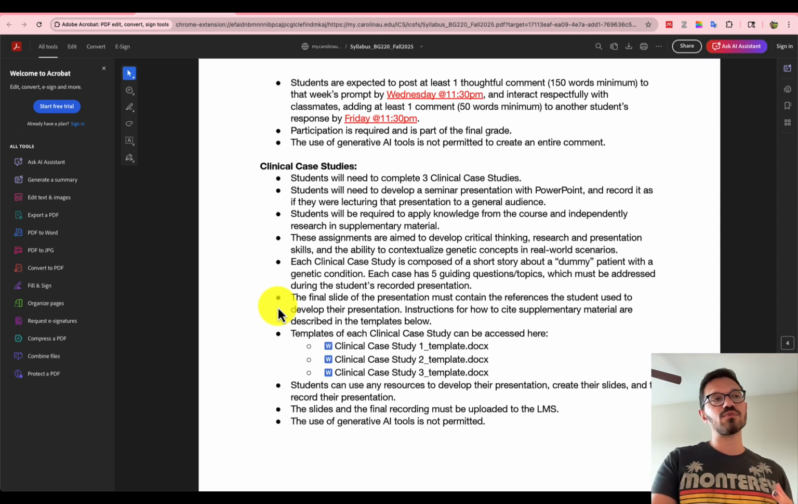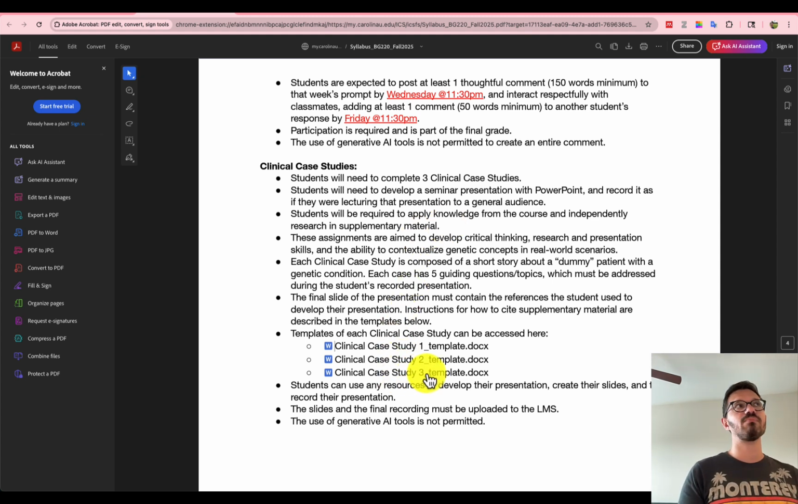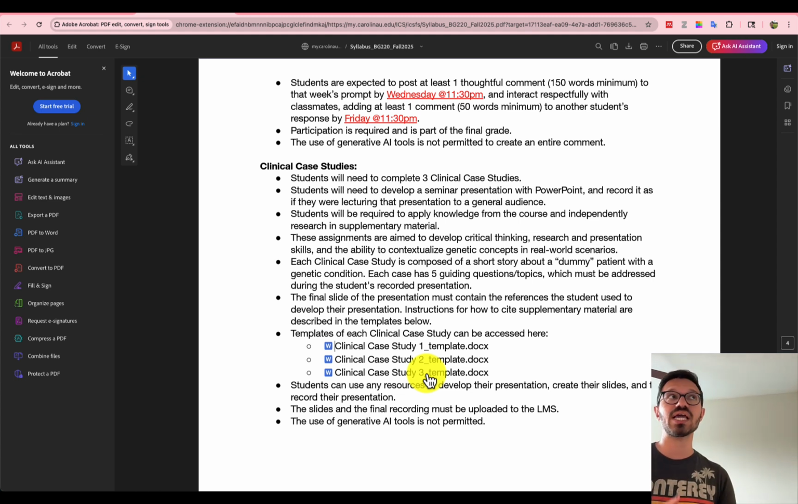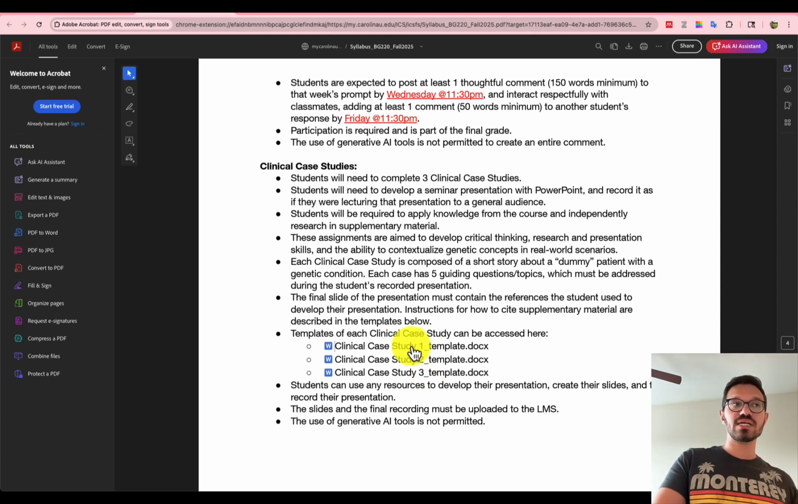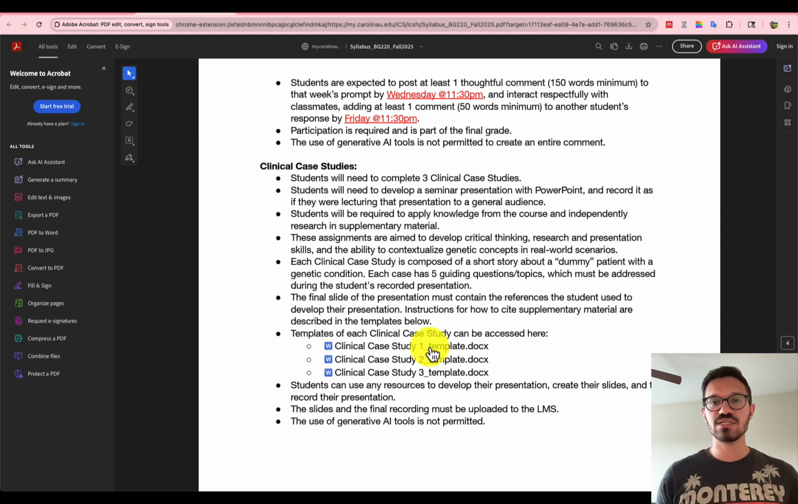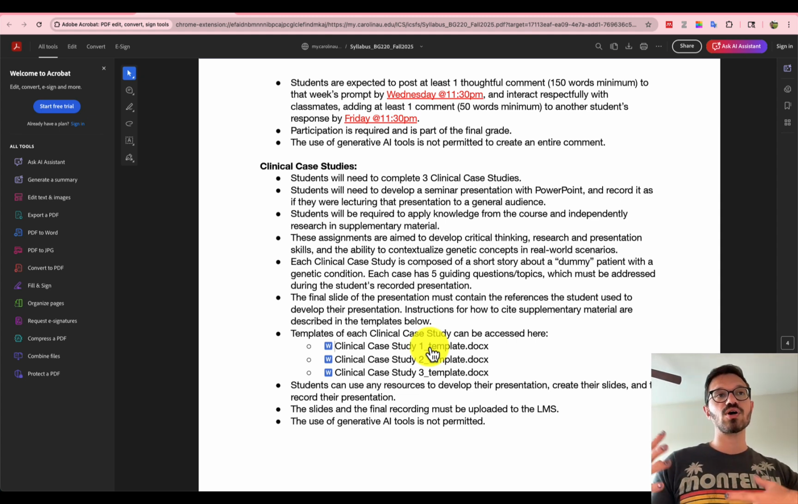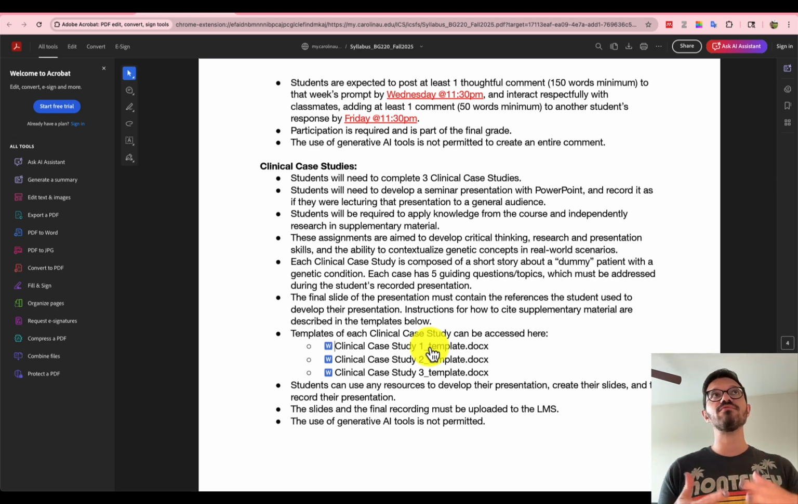So I believe, for instance, in clinical case number 3, we're talking about population genetics. So the case has to do with that. In clinical case study number 1, that clinical case has to do with basic genetics, for instance. So each clinical case correlates with the contents that you studied in the weeks before. Okay, and you have sort of 5 questions to guide you through creating that presentation.